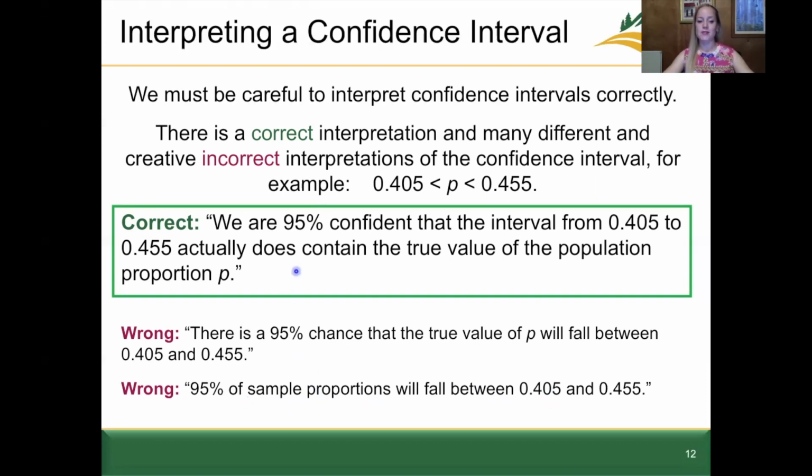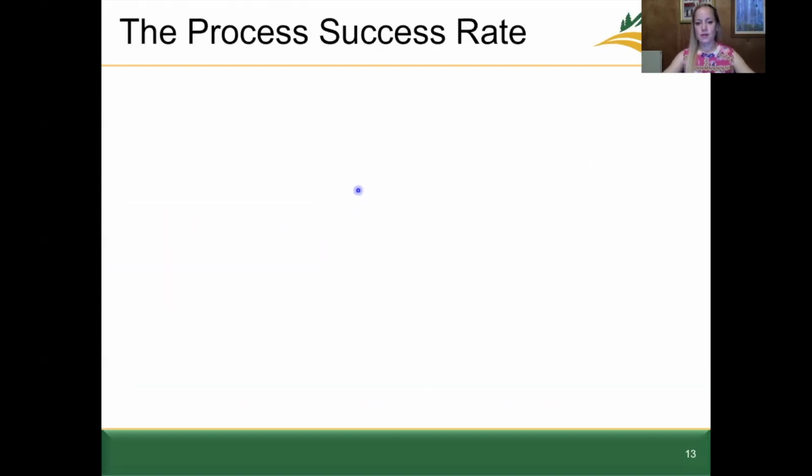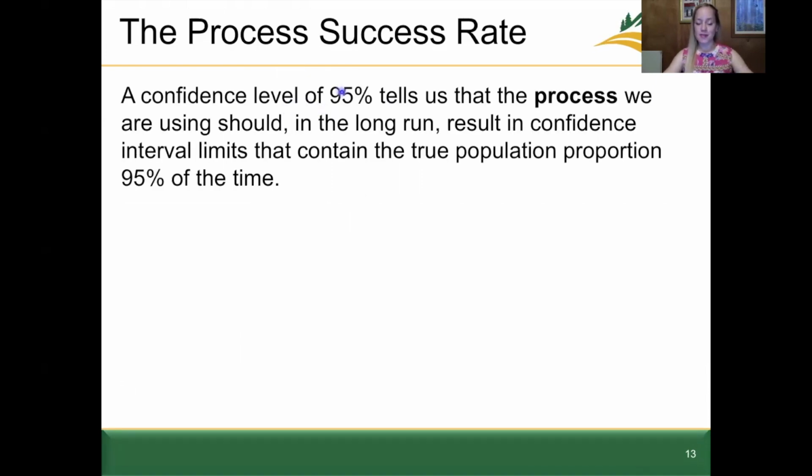Really what it comes back to is saying that we are 95% confident, or whatever percentage value is here. We are some percent confident that the interval that we figured out does contain our true value of the population proportion. Another part of thinking about confidence levels is to touch on the process success rate. A confidence level of some percent, for example 95%, tells us that the process we are using should, in the long run, result in confidence interval limits that do contain the true population proportion 95% of the time.